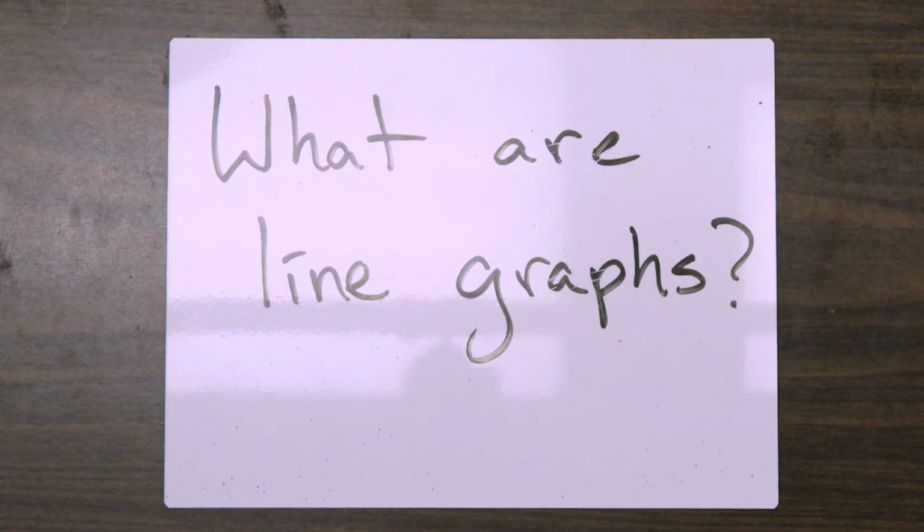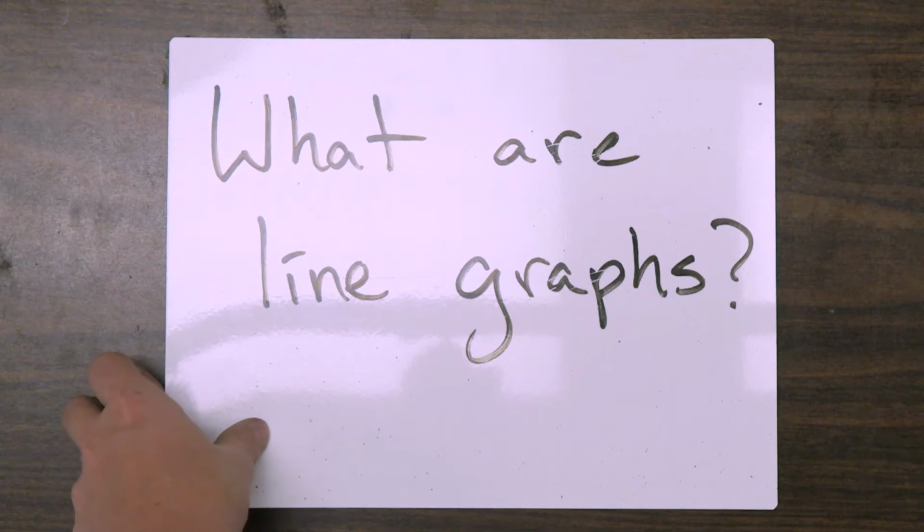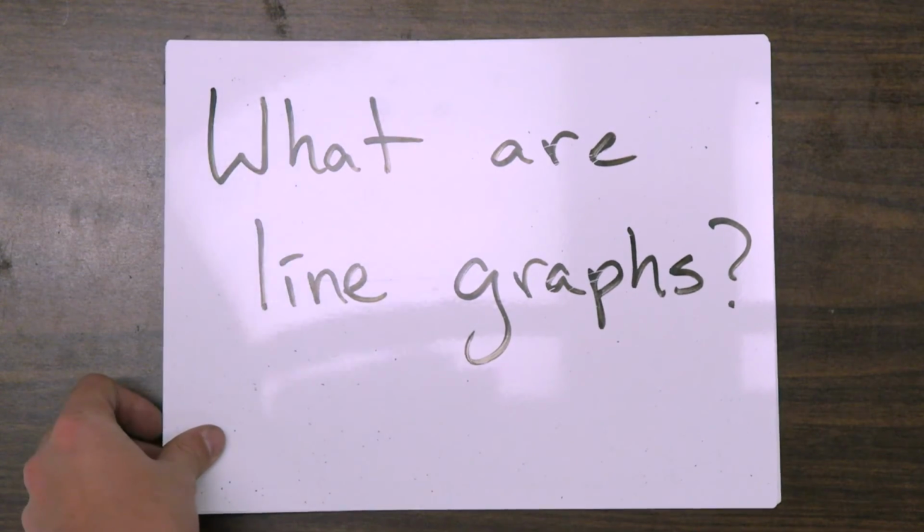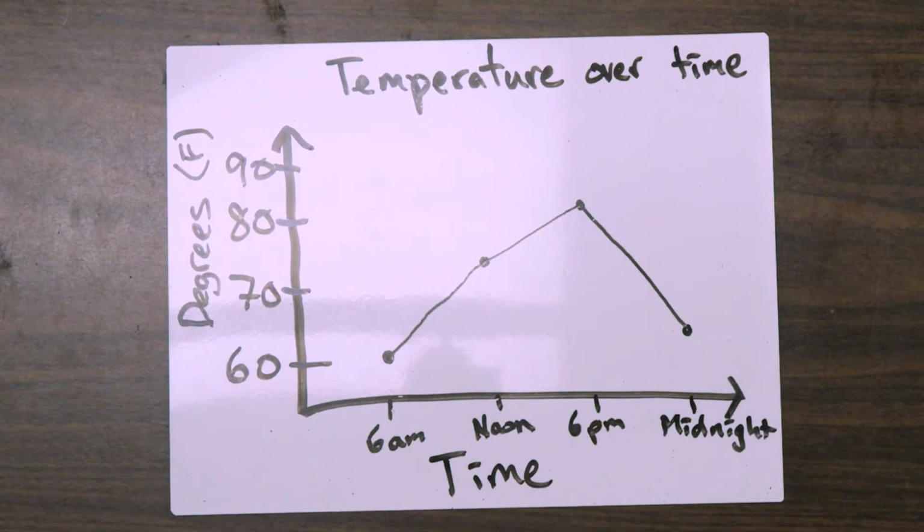All right, now we're going to switch gears a little bit and talk about what are line graphs. So we've talked about bar graphs and we've talked about pictographs. Now we're going to talk about line graphs. Line graphs are essentially a way to show a change over time. So here's an example of a line graph.